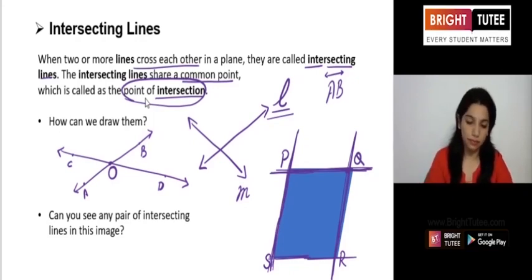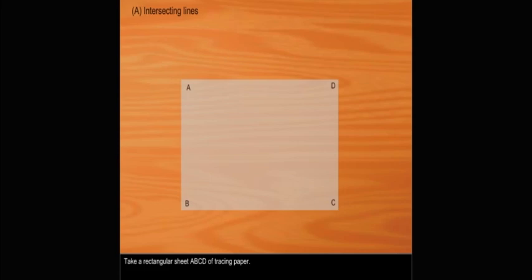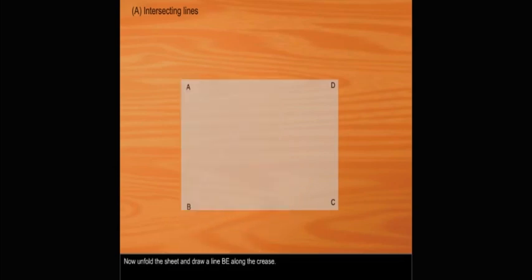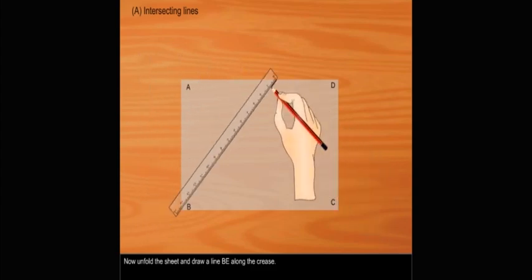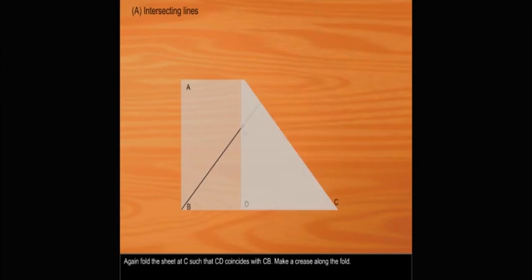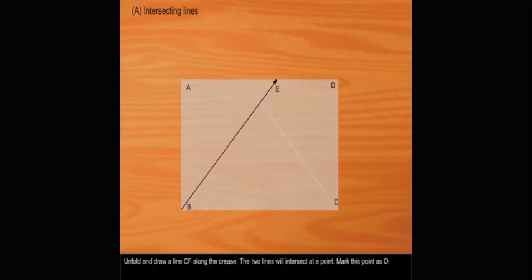Look at the animation. Take a rectangular sheet ABCD of tracing paper. Fold the sheet at B such that the side BA coincides with side BC of the rectangle. Press well the fold to make a crease. Now unfold the sheet and draw a line BE along the crease. Again fold the sheet at C such that CD coincides with CB. Make a crease along the fold. Unfold and draw a line CF along the crease. The two lines will intersect at a point. Mark this point as O.